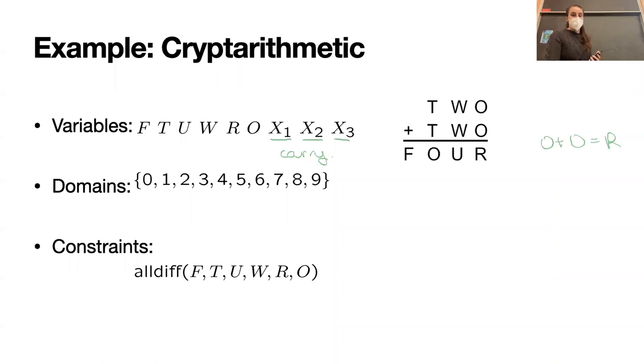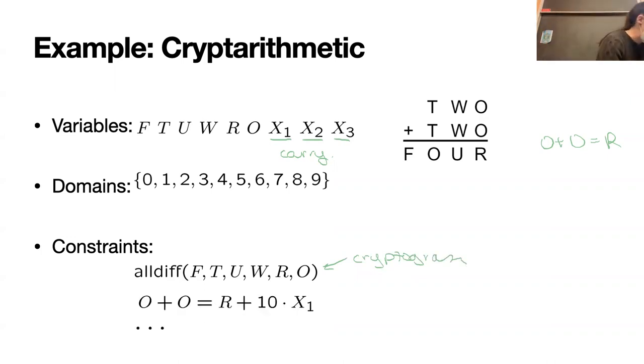And you have a set of constraints. So basically you have to say that all the variables are different. This is basically given by the definition of cryptogram. And then you need to define your arithmetic. So again, if we have O plus O equals R, which we do have here, it is equal to R plus some carry, right? Plus 10 times some carry bit. You could do the same thing for W and T, et cetera, okay?